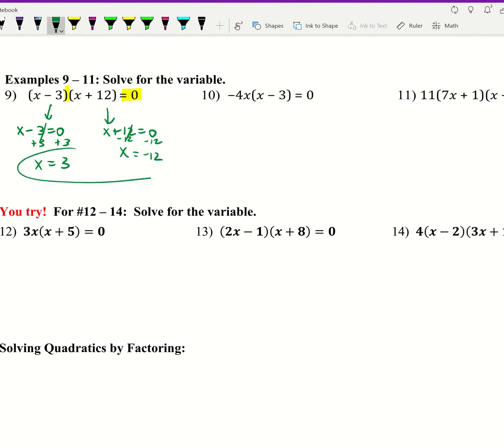Both of these are possible correct answers for x, so we want to include everything that could possibly give us a 0 here. Now, what I'd love for you to notice is that this factor is x minus 3, and my answer is positive 3. That's because if I plugged in a 3 here, 3 minus 3 would 0 out. This next factor is x plus 12, and my answer is x is negative 12. That's because negative 12 plus 12 would 0 out.